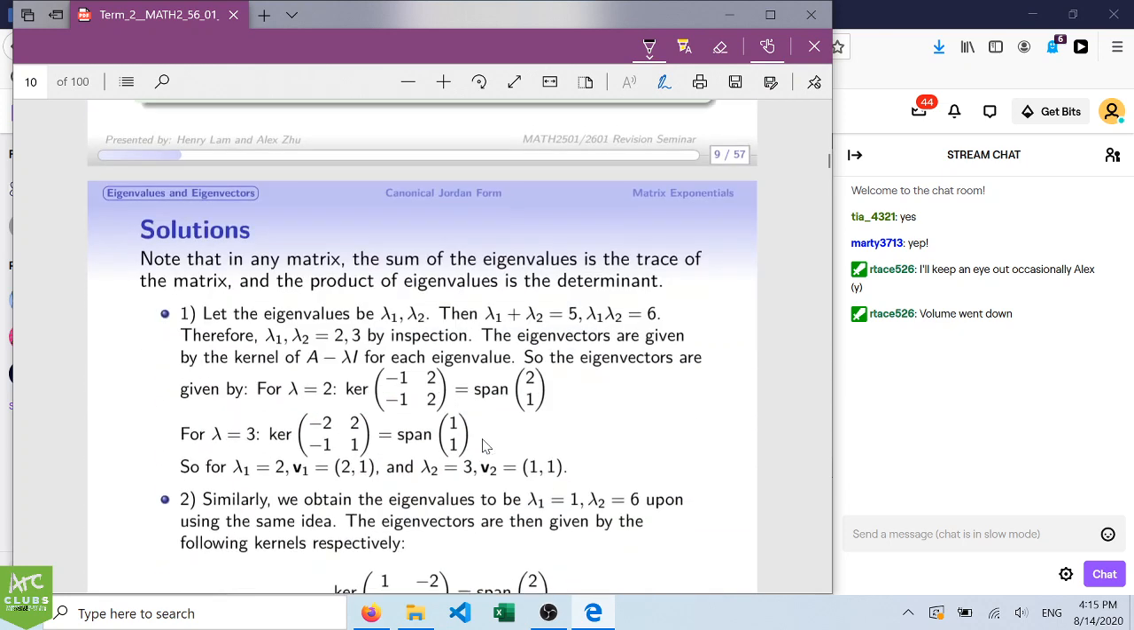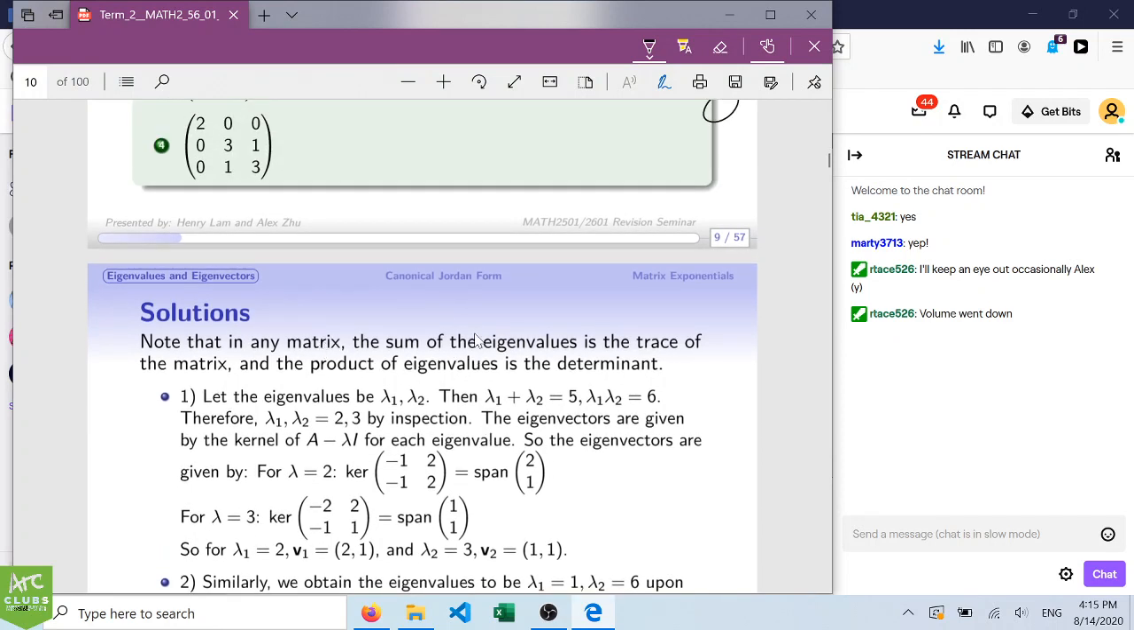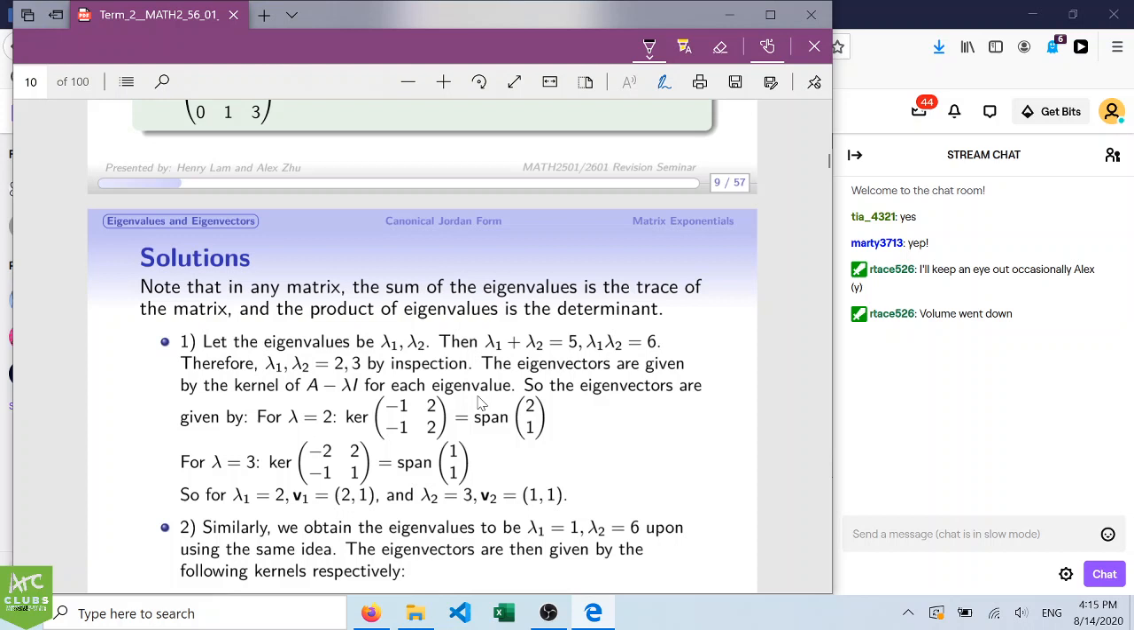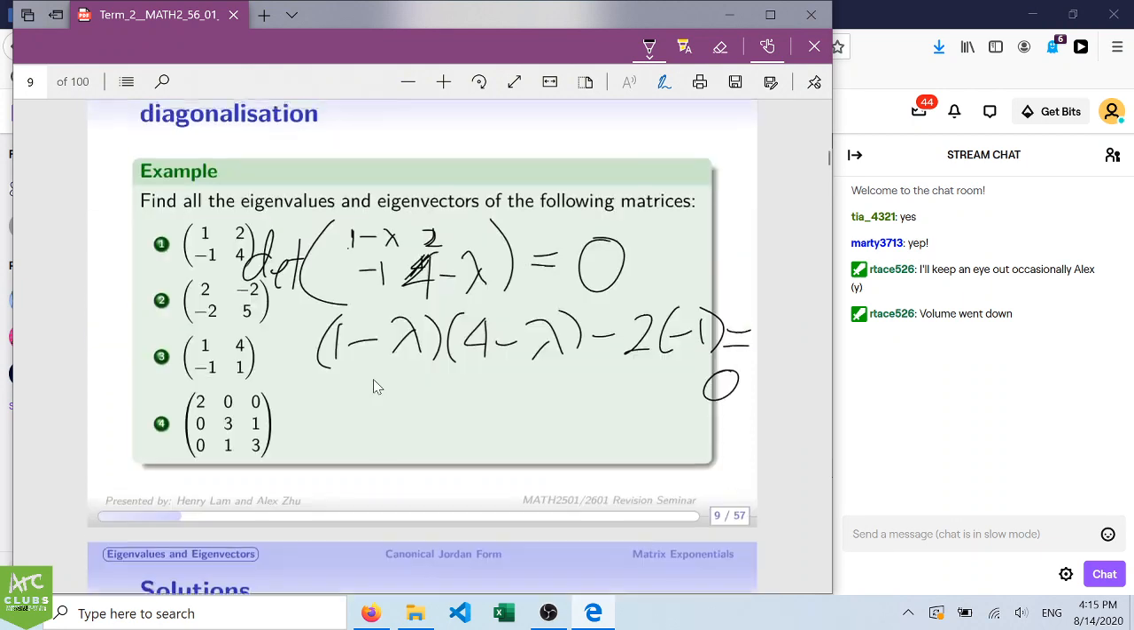Now the second method, which is what we showed over here, uses a property that we will also be using later on: the trace equals the sum of the eigenvalues, and the determinant equals the product of the eigenvalues. You'll get 2 equations which you can solve for 2 unknowns. So that's 2 methods of finding eigenvalues.